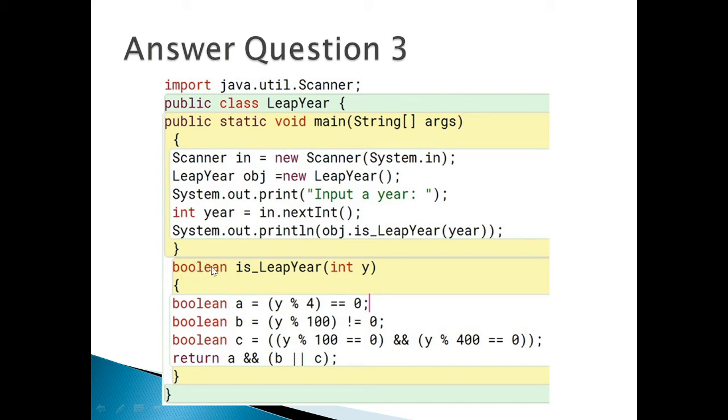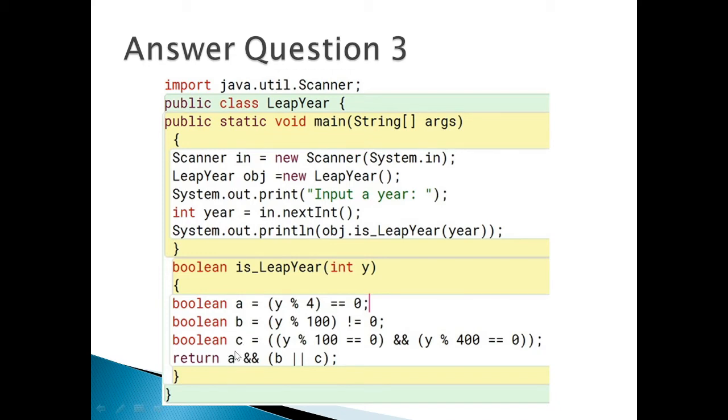Boolean, and then get the parameter, int y, from the main method. Get the input from the main method, and then when you get the y, you can check for a boolean a. A leap year must be divisible by 4. This is the first condition. It must be true. So A must be divisible by 4.